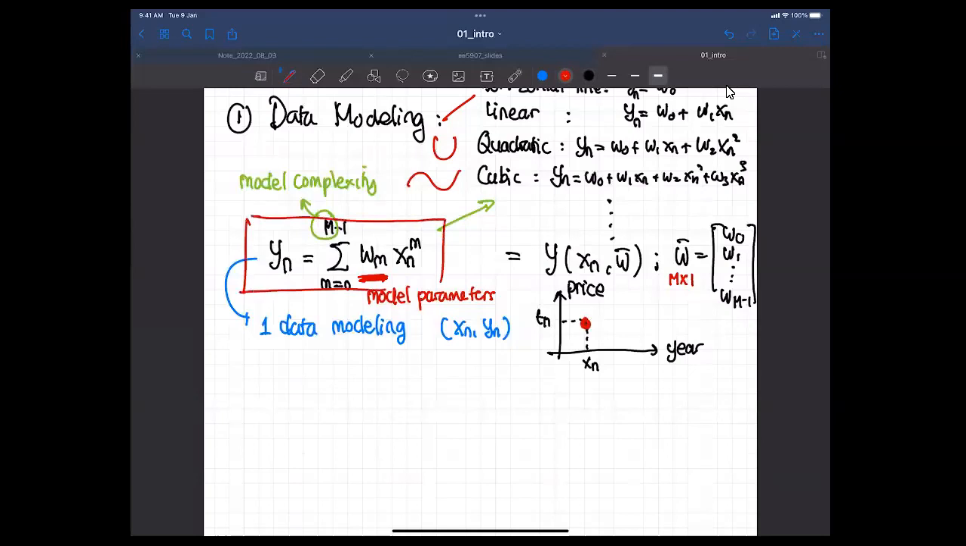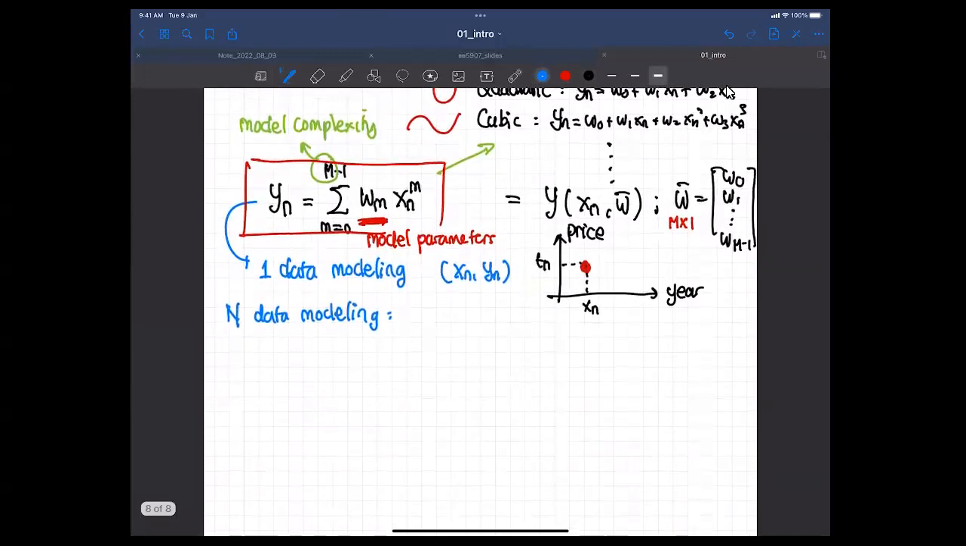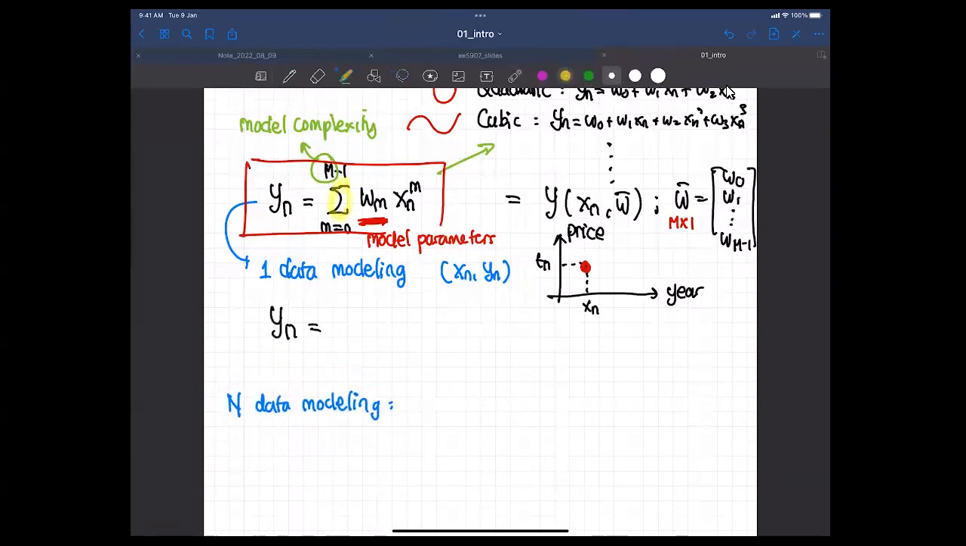Okay, so now, of course, our data is not just one. You have n data, so you have to have n data modeling. Before getting into n data, for this data modeling, you can express this yn also in the matrix form or in the vector form. Normally people don't like this sign of sum, right? If you have to remove the sum, what can we do?